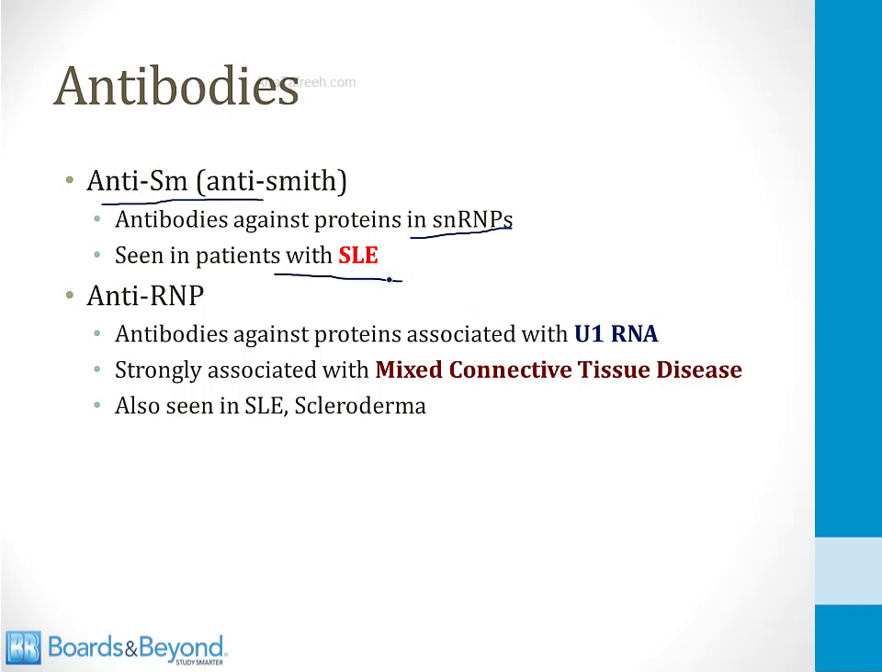Anti-RNP antibodies are antibodies against proteins associated with the U1 RNA, and these antibodies are strongly associated with a rare autoimmune condition called mixed connective tissue disease. If you ever hear positive U1 RNAs, you should think of this very uncommon disease because these antibodies are so strongly associated with it. You can also see elevated levels of anti-RNP or anti-U1 RNA antibodies sometimes in lupus or scleroderma.